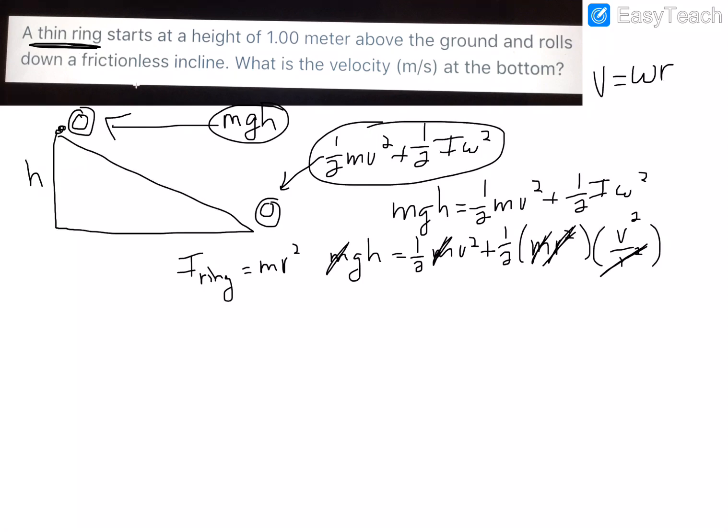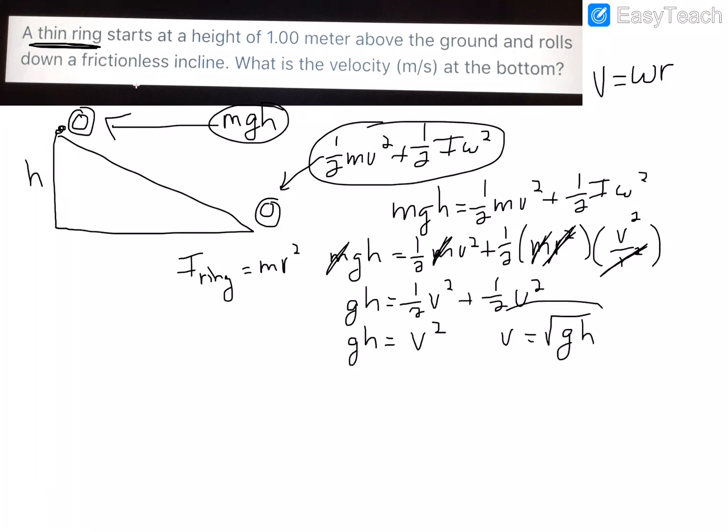So what am I left with then? I have gh equals 1/2 v squared plus 1/2 v squared. So gh would equal 1/2 plus 1/2 is 1, so I'd get v squared. And then I take the square root of both sides, v would equal the square root of gh. So this is the equation for the velocity of a thin ring at the bottom of an inclined plane.